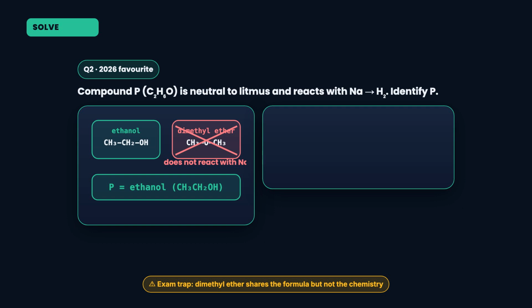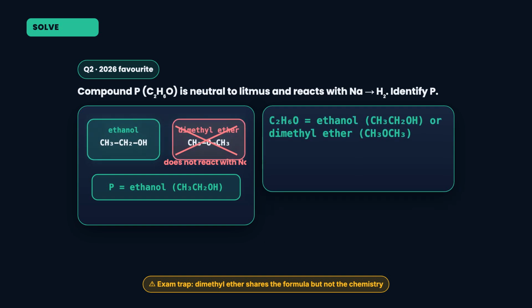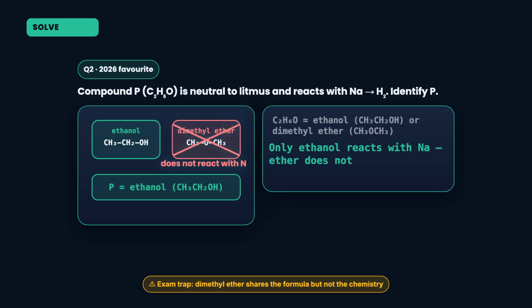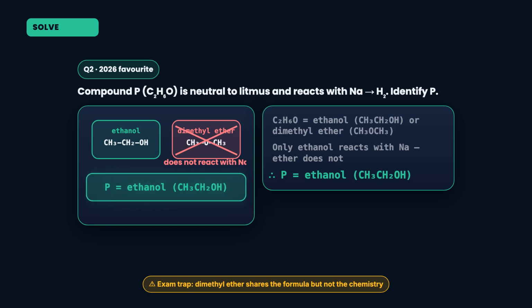2. A 2026 favorite. A compound P with 2 carbons, 6 hydrogens, and 1 oxygen is neutral to litmus and reacts with sodium to give hydrogen gas. What is P? The formula matches either ethanol or dimethyl ether. Ethanol reacts with sodium. Dimethyl ether does not, so P is ethanol.